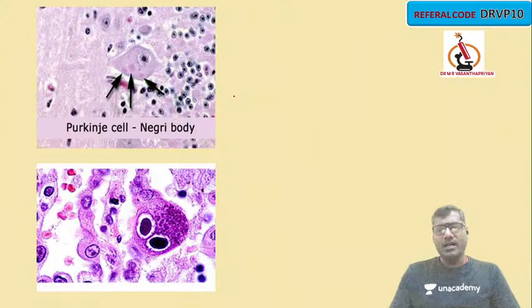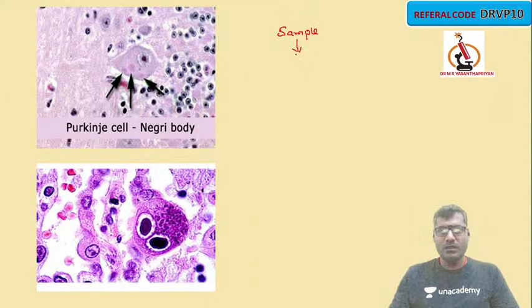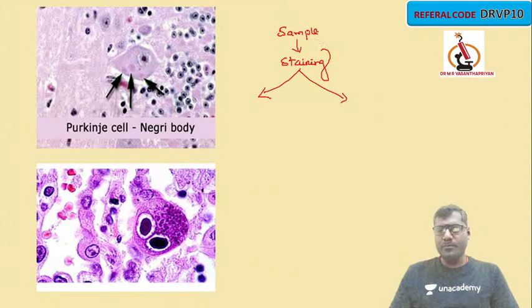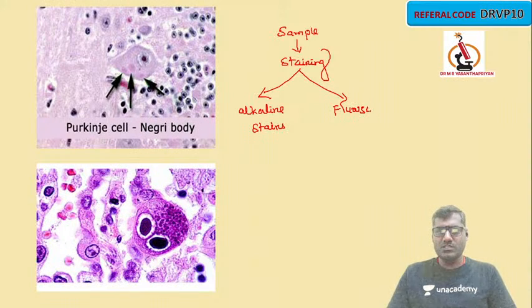Now coming to the second microscopic method used here, light microscopy. We collect the sample, and we make a staining. We use two different types of staining. Number one, alkaline stains. The second one is fluorescent stains. If we are using alkaline stains, for example, we use methylene blue.